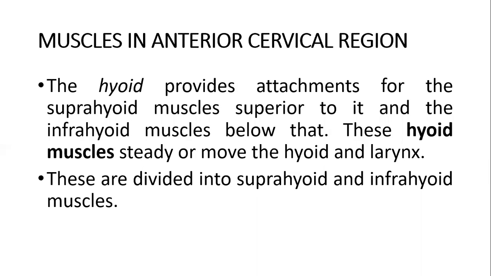The hyoid provides attachments for the suprahyoid muscles superior to it and the infrahyoid muscles below it. These hyoid muscles steady or move the hyoid and the larynx. So that is the division: the muscles above the hyoid bone are called the suprahyoid muscles, and the muscles below it are called the infrahyoid muscles.